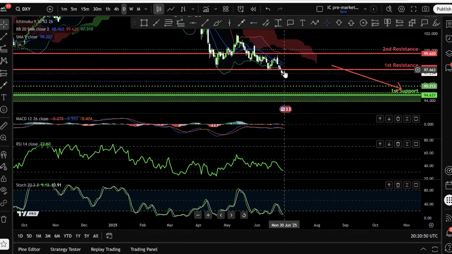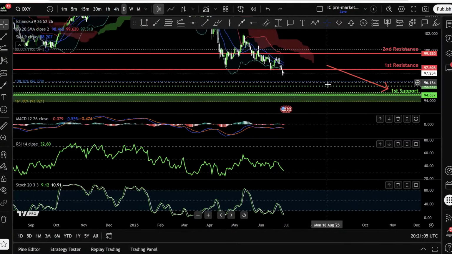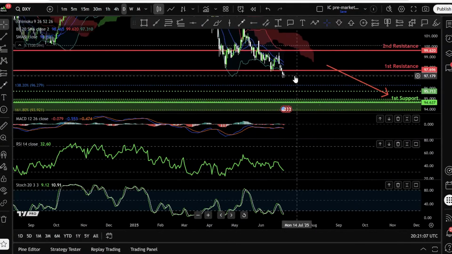So make sure that you leave enough space for your stop loss. Wherever you choose to place it, you can place it at the second resistance or your first resistance, but make sure that you leave enough space for that rebound to happen before going in for a sell.